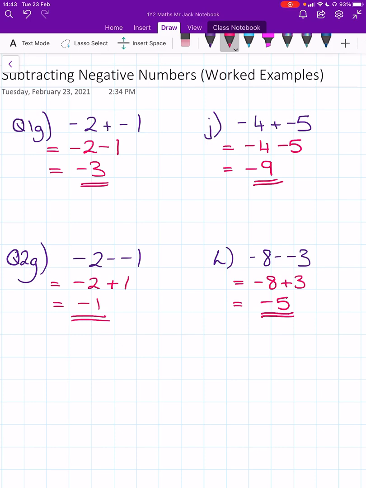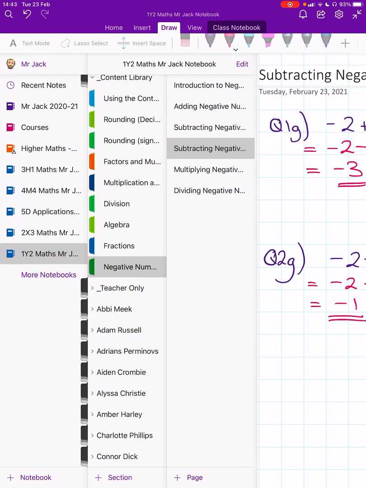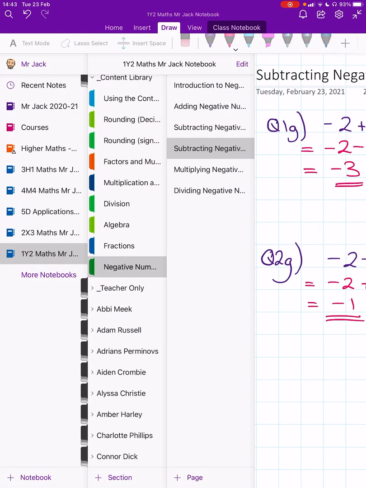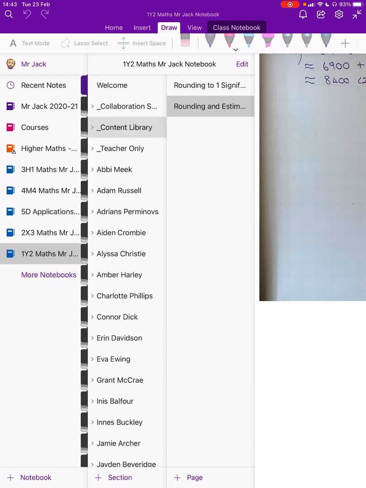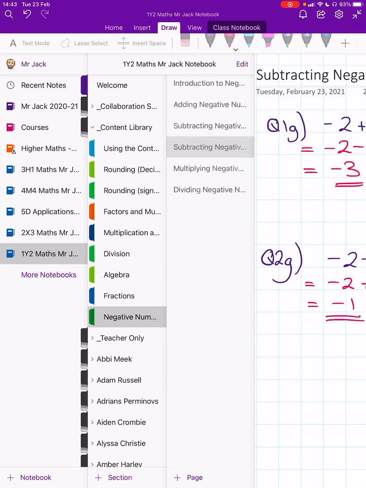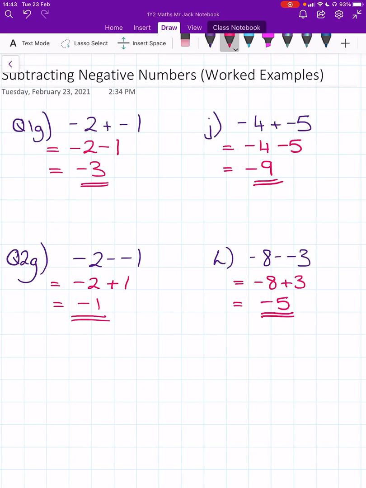And remember, through Microsoft Teams and through your class notebook, you can access this information. If you go into your class notebook, you'll see something called the content library. Go into negative numbers, and then that one is called subtracting negative numbers worked example. So you can see this page just as it is now through Microsoft Teams anytime you like. Please get in touch if you have any questions. This stuff is really, really important, and I want to make sure you understand it. Next topic that you're going to do is multiplying negative numbers, and then we'll follow that with dividing negative numbers.